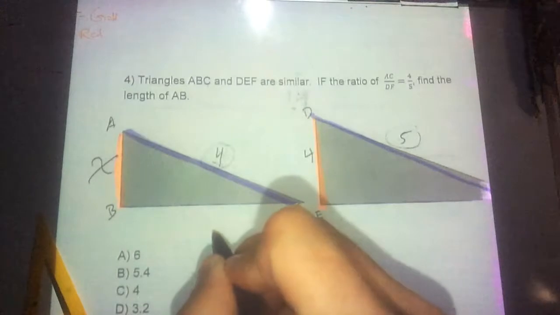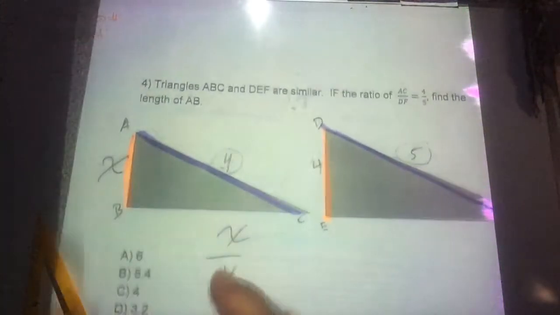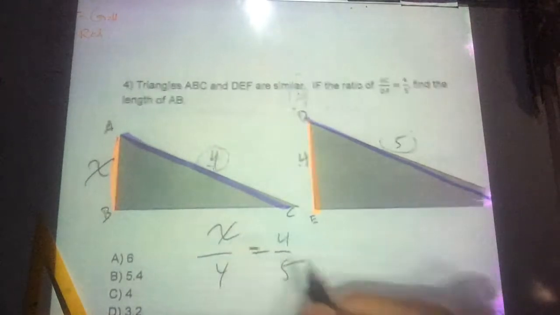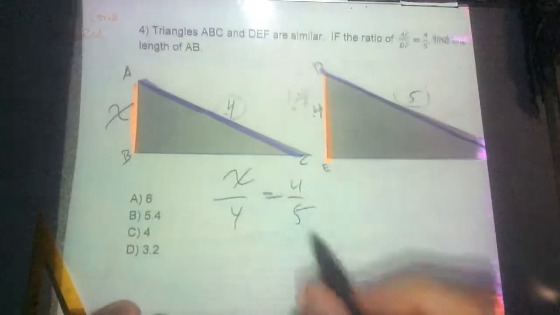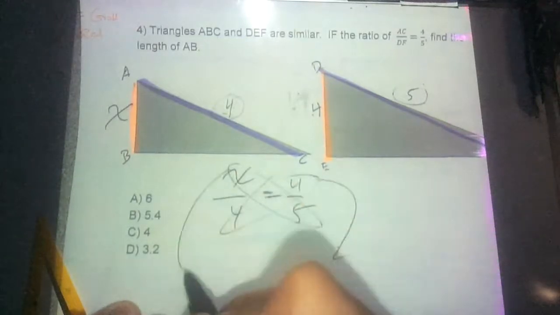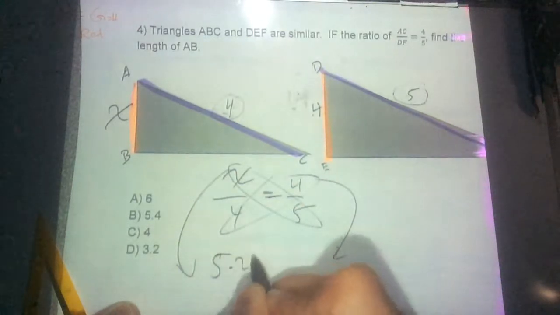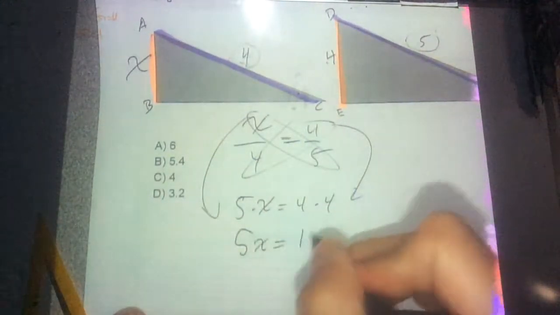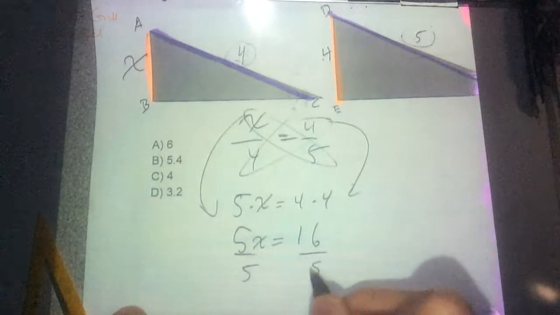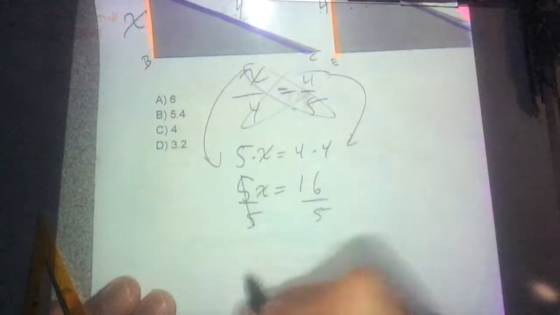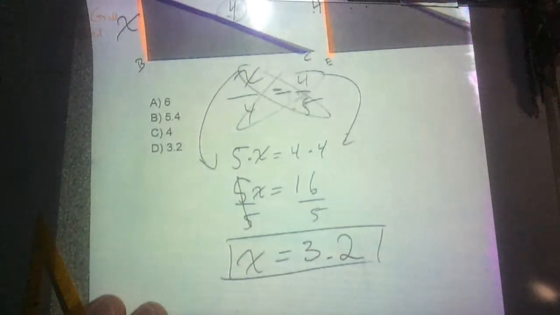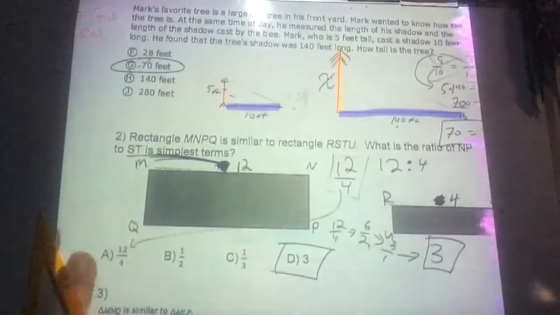We can set up the proportions as follows. x over 4, orange over purple, and then orange over purple, 4 over 5. All right, once we got this proportion, we'll cross multiply and solve for x. So here it's 5 times x is equal to 4 times 4, which is 5x is equal to 16. Now I divide both sides by 5, which gives me x is equal to 3.2.